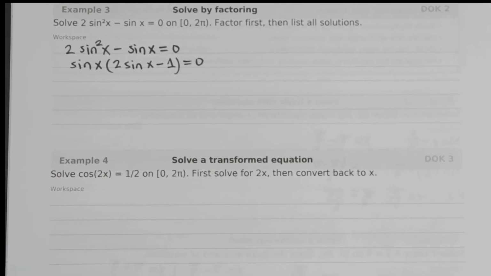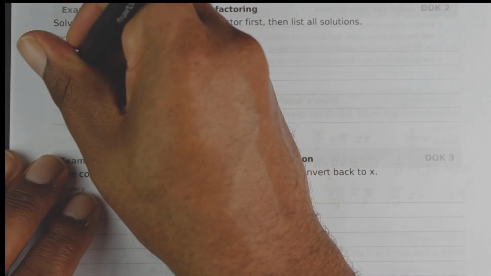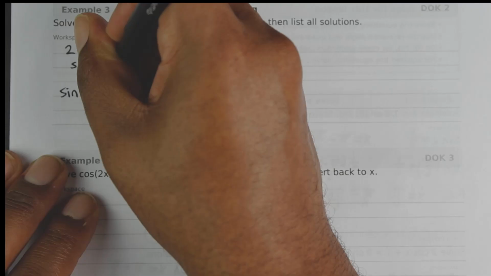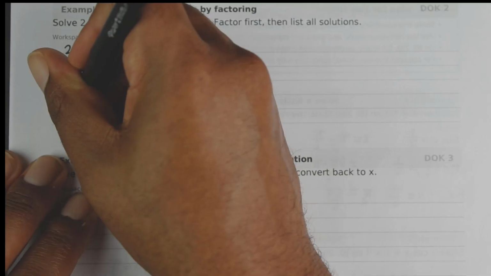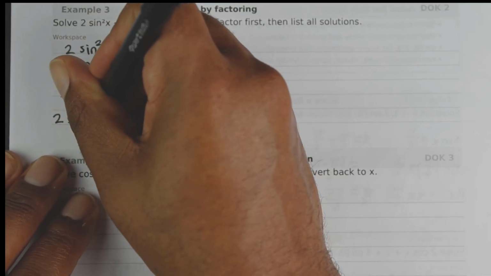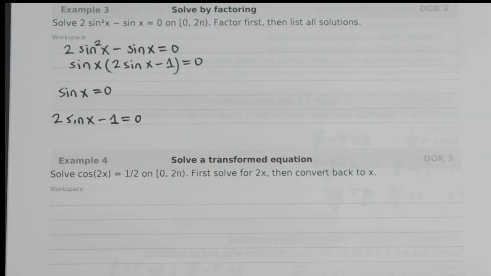Now we can use the zero product property, which essentially says sine x equals 0 or 2 sine x minus 1 is equal to 0. And we can solve each equation separately, okay?